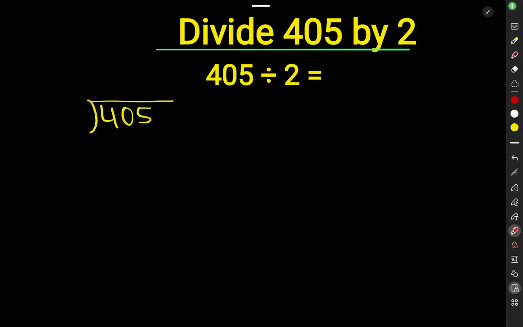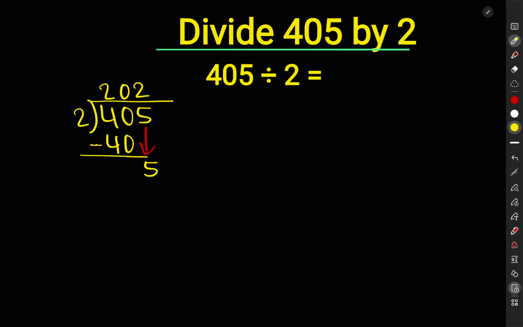We divide 405 by 2 in the long division method. So 2 times 20 means 40. On subtracting we get 0. So now we put down the number beside this, 5, and we remove this 0.